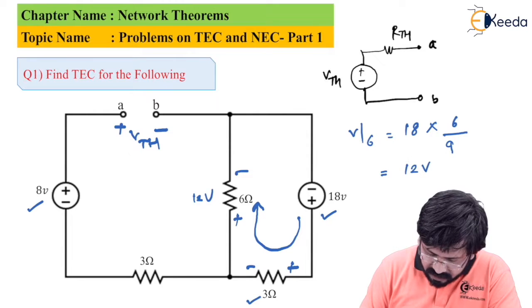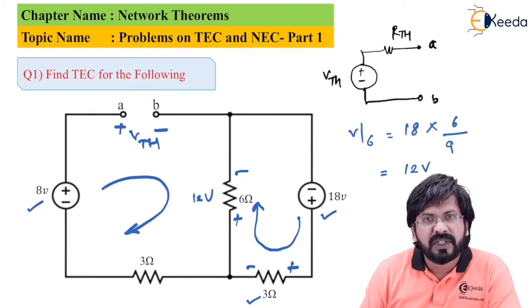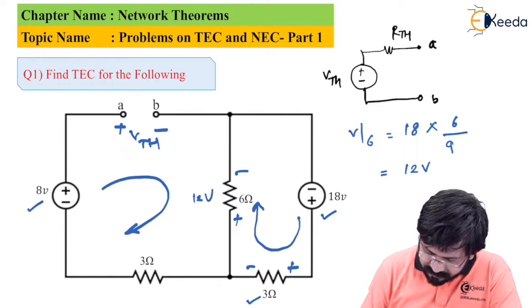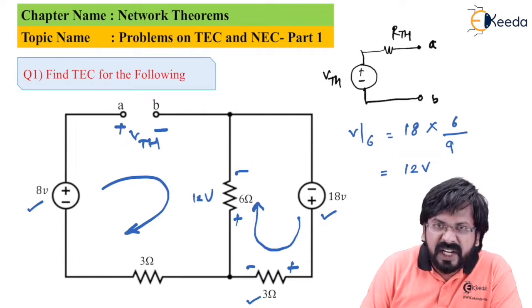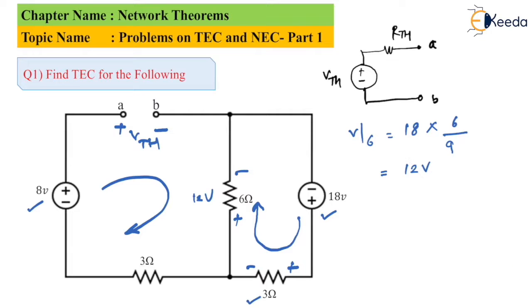Now, if you apply KVL in this loop, you can get VTH. Let us begin. I'll start with the 8 volt battery. So negative to positive, clockwise, I'll get positive 8. Positive to negative, I'll get minus VTH. Negative to positive, I'll get positive 12. And the voltage across 3 ohms can be considered as 0 volt, since no current is flowing through these 3 ohms because of the open circuit. So I'll say this whole thing equals 0. So VTH comes out to be 20 volt.